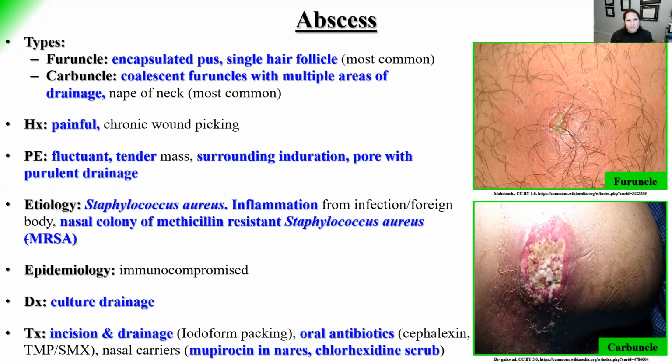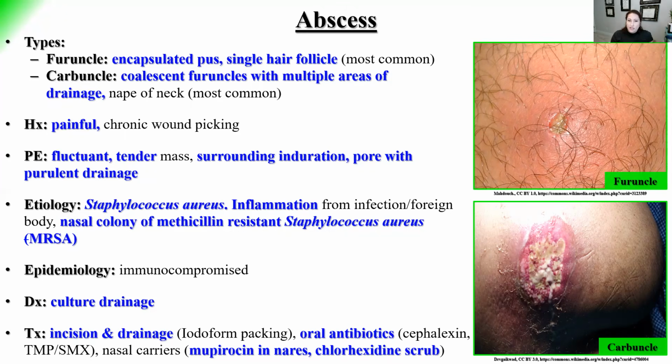They may say, I have a painful pimple or a sore in my nose and I picked at it, and then they touch their skin. So they self-inoculated from that. Normally, we see abscesses in immunocompromised patients. We want to culture the drainage when we do the incision and drainage so that we can get a sensitivity and more adequately treat that bacteria. The treatment of choice for this is incision and drainage.